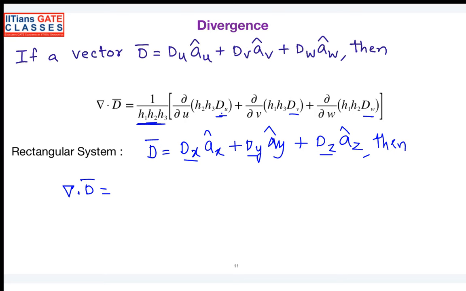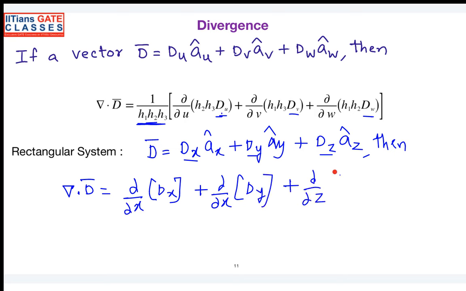In the meantime, I will give an example. So when any problem is given, I will tell you a simple shortcut here. Suppose the vector is something like this: x Ax cap plus y Ay cap plus z Az cap. If you want to find the divergence in case of rectangular, next time you don't remember the formula, I'm going to give a simple shortcut here.